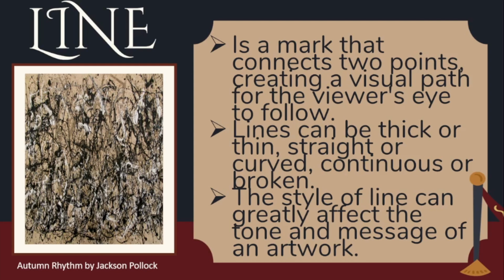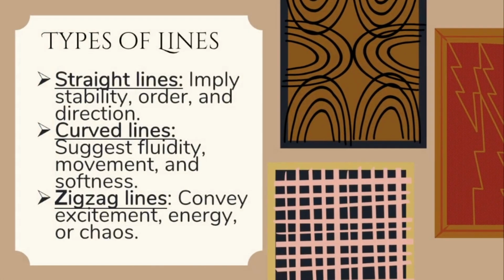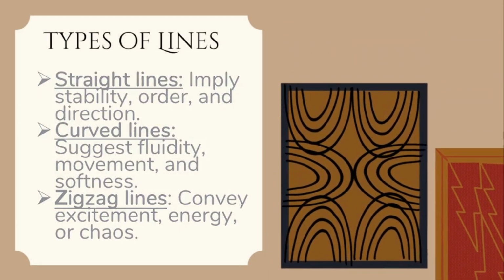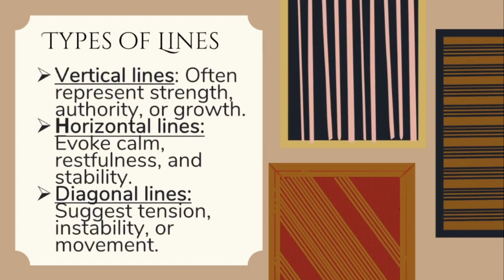Types of lines. Straight lines imply stability and order. Curved lines suggest movement and softness. Zigzag lines express energy and chaos. Vertical lines represent strength and authority. Horizontal lines evoke calmness and stability. Diagonal lines create a sense of tension and movement.